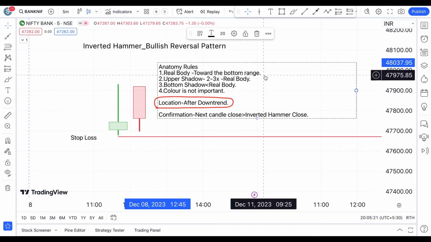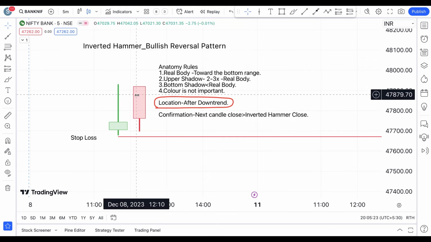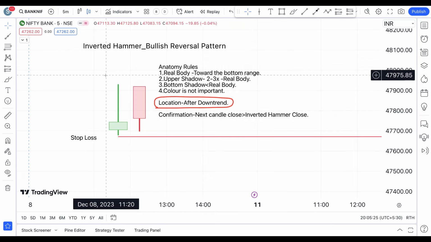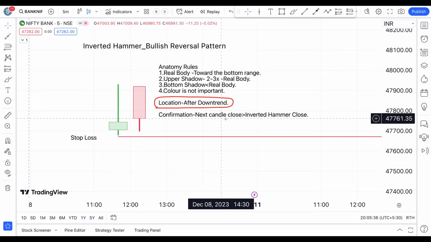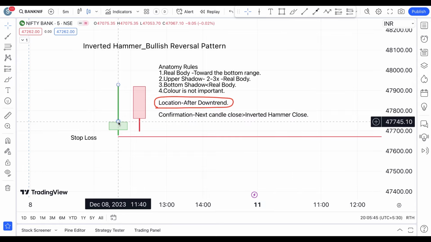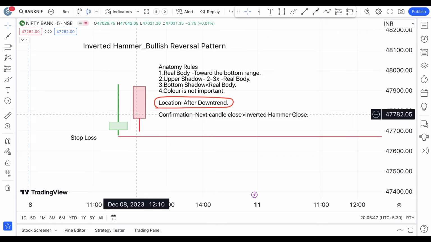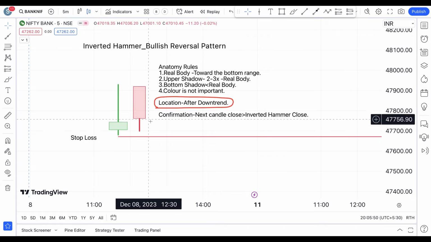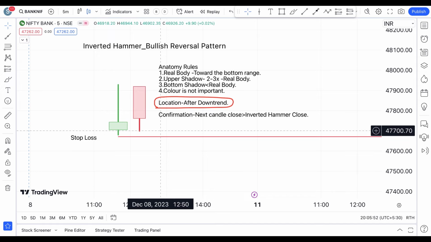For this particular candle you need a confirmation, whereas for the shooting star you don't need any confirmation. That is the difference between the shooting star and this. I again suggest you watch the shooting star video so that you understand that concept thoroughly as well. Here you need a confirmation candle. So what is the confirmation? You need to see the next candle close higher than the inverted hammer candle's close. Whether it is green or red, in both cases it really doesn't matter.